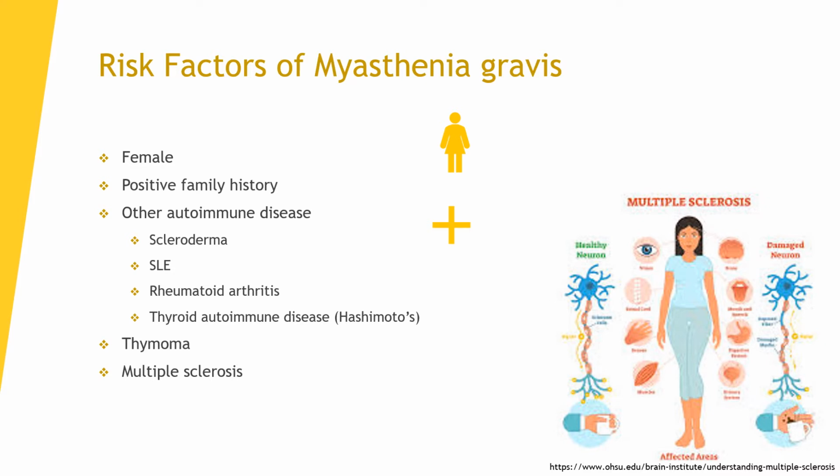Female patients having a positive family history of myasthenia gravis or having other autoimmune disease like scleroderma and lupus and rheumatoid arthritis raises the risk of the individual having myasthenia gravis. Other examples include thymoma. Thymoma in a patient makes it so much more likely that myasthenia gravis is also present. And multiple sclerosis is a neurologic disorder that can also coexist frequently with myasthenia gravis.